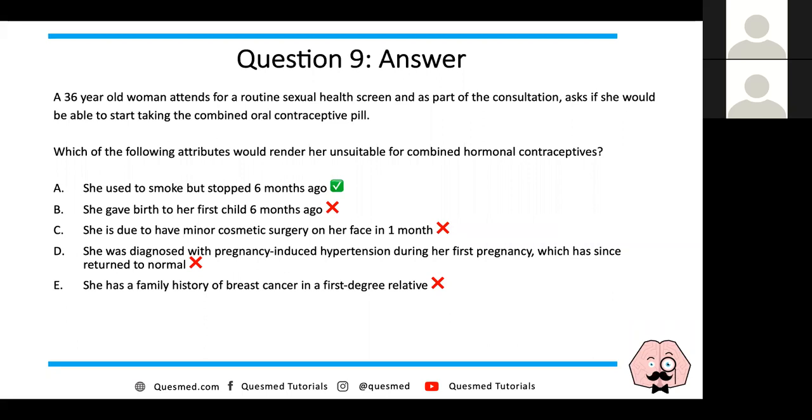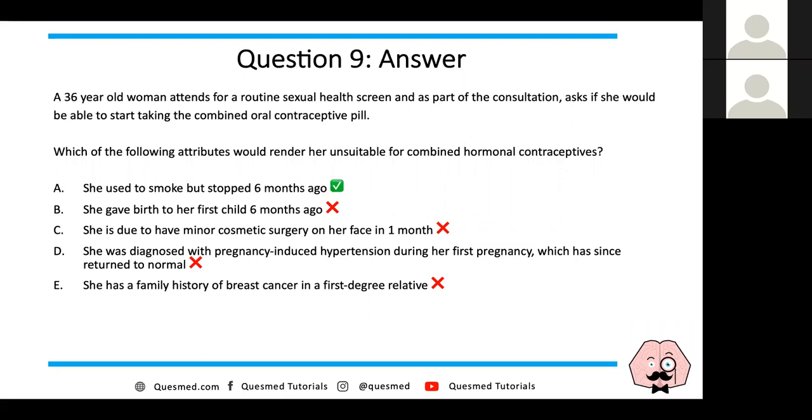That would be a UKMEC 3. And the FSRH says that if you've stopped smoking within the past year, your risk remains high. So for ex-smokers, they must have completely stopped smoking for at least a year to be considered a non-smoker.